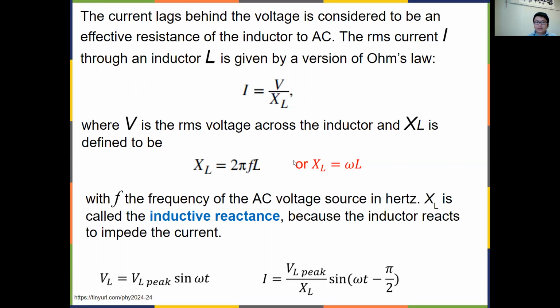If you have V on the inductor, that's the first equation at the bottom of the slide. If it's a sine function, it has a peak value, and then it varies with time as a sine function. Then the current will be equal to VL peak divided by XL times sine of omega t minus pi over 2. So this indicates your current lags by pi over 2 in response to the voltage.